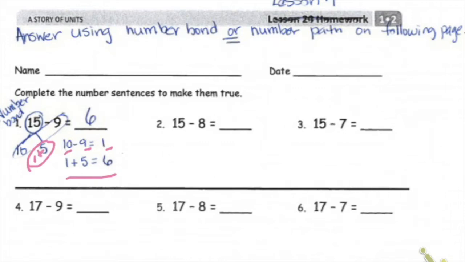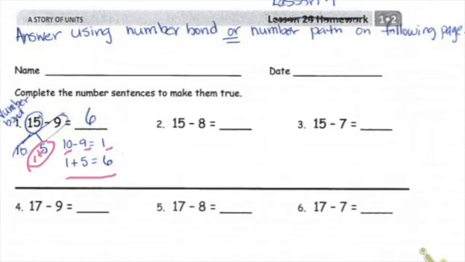I'm going to solve the next two problems using that decomposing number bond strategy. Remember, you can use the number path as well. And then we'll pause it and let you finish the page. Then Miss Perkins will come back and go over the rest of the answers with you.